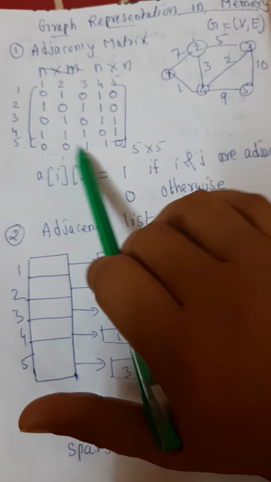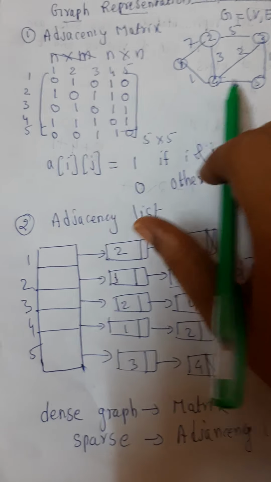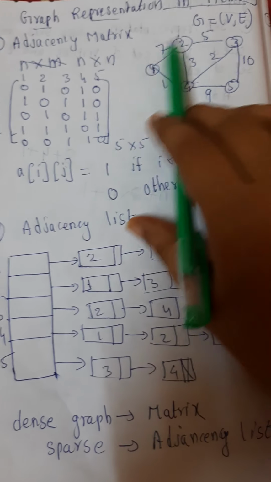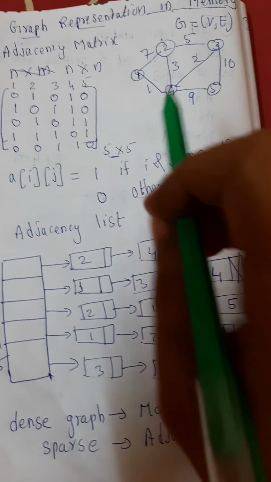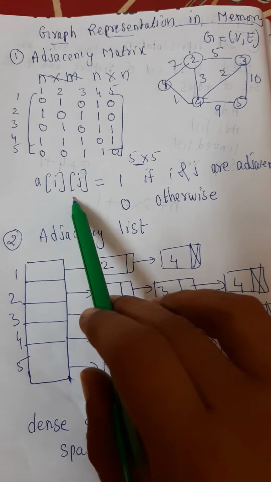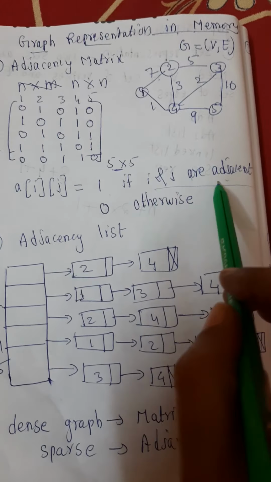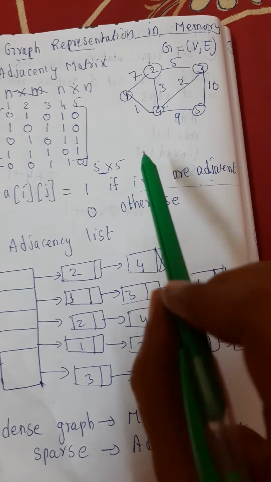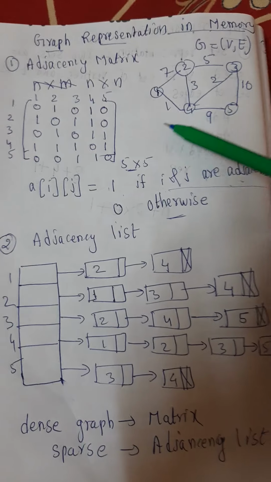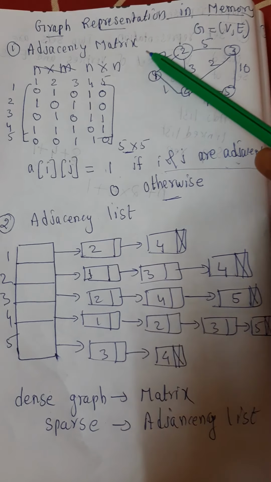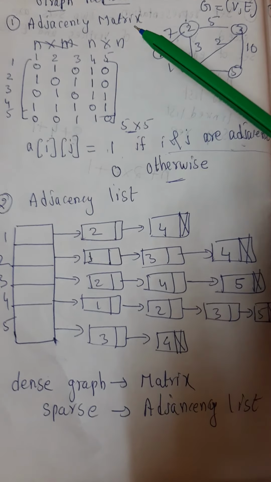In this way you keep filling. If you have an edge, it is 1. If you don't have an edge, it is 0. Since the number of vertices is 5, the size of the matrix is 5 by 5. So this is the definition: A[i][j] equals 1 if i and j are adjacent. Adjacent means if there is an edge from vertex i to vertex j, then it is 1, otherwise it is 0. So this is one way of representing a graph in memory, the adjacency matrix.